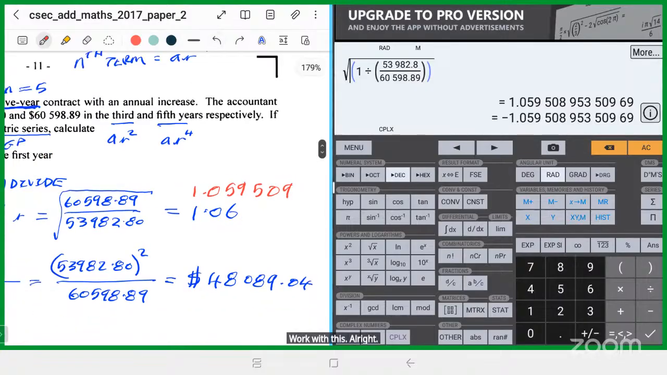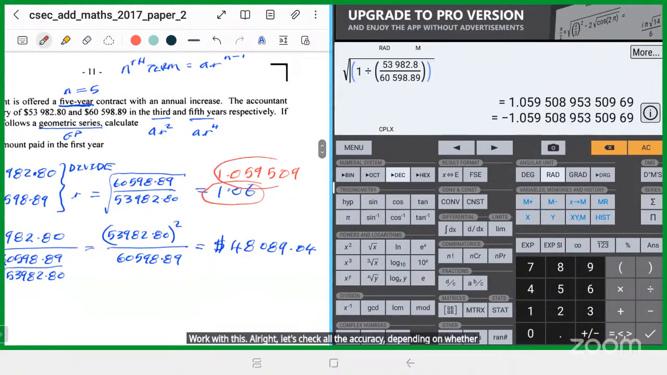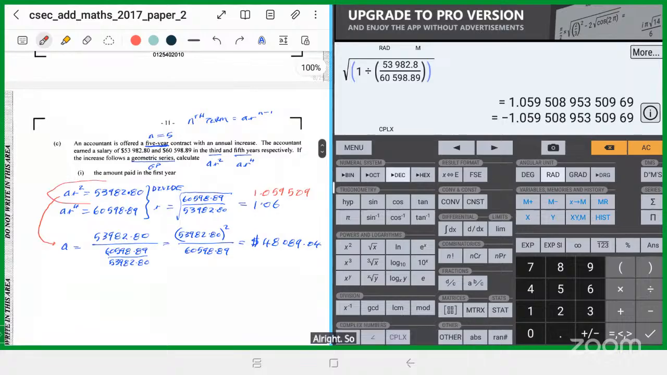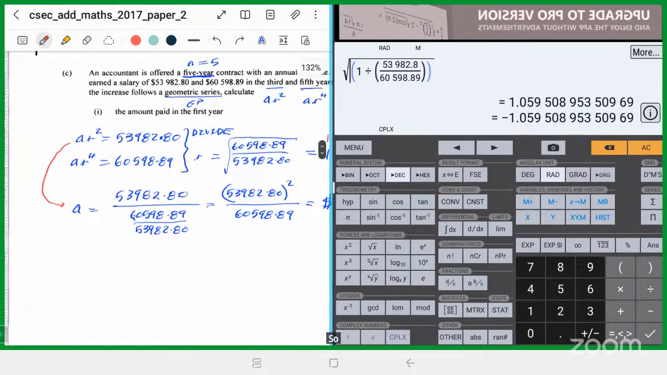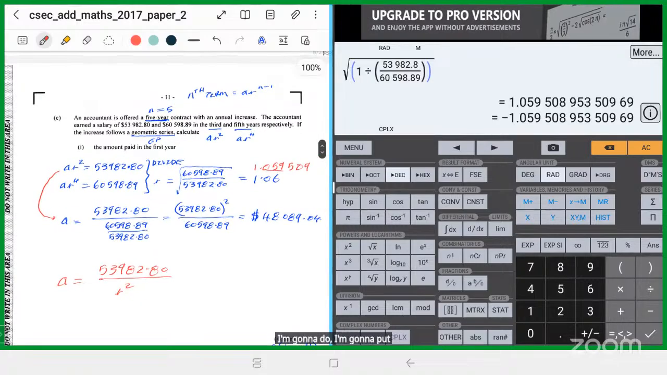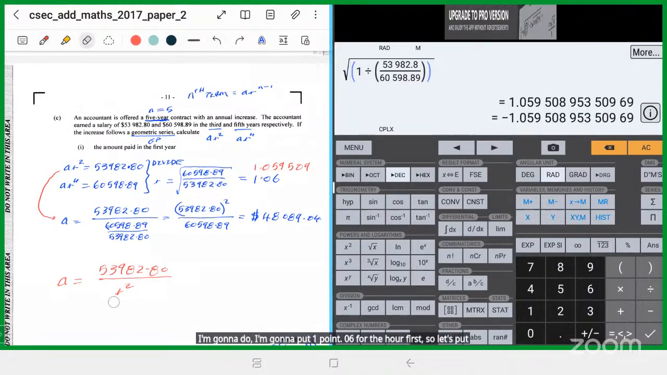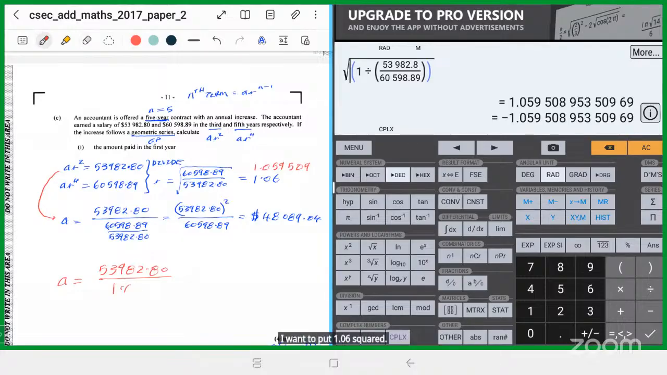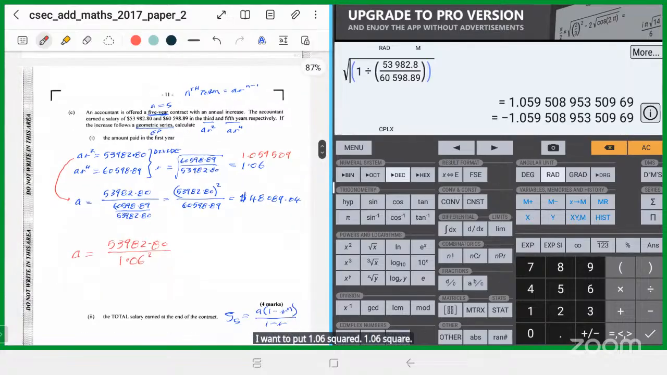Let's check now the accuracy depending on whether we use this one or this one. Remember, this is the accurate answer for A now. So let's test this for the A. The A based on this formula would be equal to 5398.2.80 divided by r squared. I'm going to put 1.06 for the r first. So I'm going to put 1.06 squared.